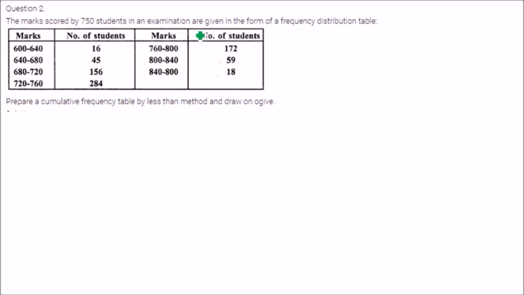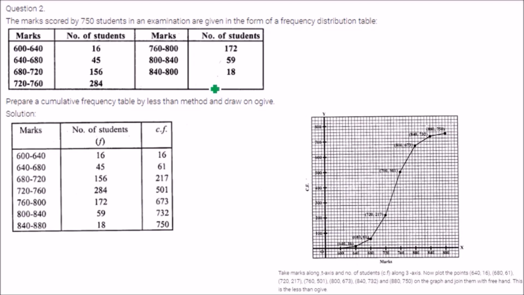The marks scored by 750 students in an examination are given in the form of a frequency distribution table. You have to prepare a cumulative frequency table by the less than method and draw an ogive. As we have already seen what we have to do, these are the marks and these are the number of students.